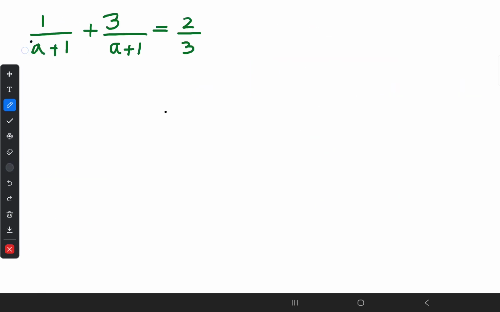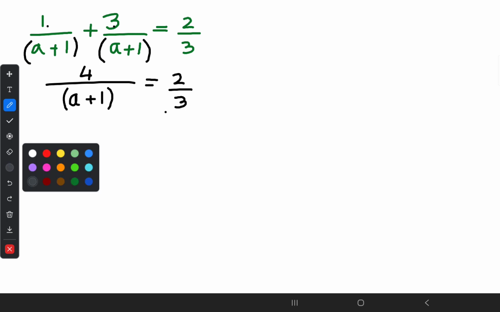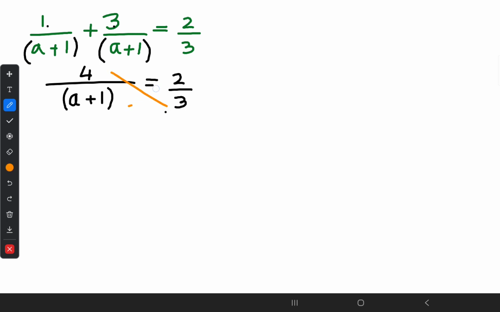The denominators are the same. Even though these are expressions, the denominators are the same. So I can write the same denominator and do the operation between the numerators. 1 plus 3, it is 4, equals 2 upon 3. Hereafter you know how to do this question. We can cross multiply the expressions. So 4 times 3 is 12. 2 times a plus 1 would be 2a plus 2, that equals 12.